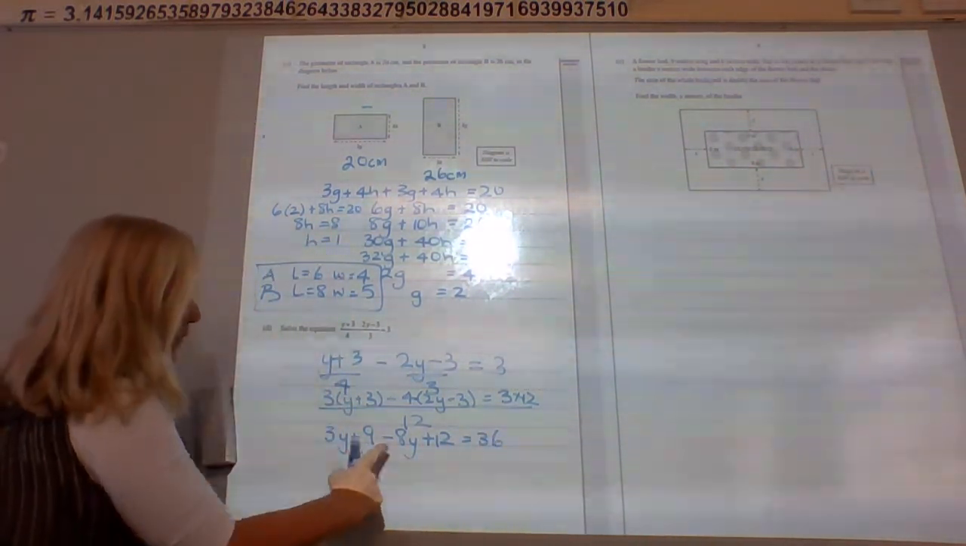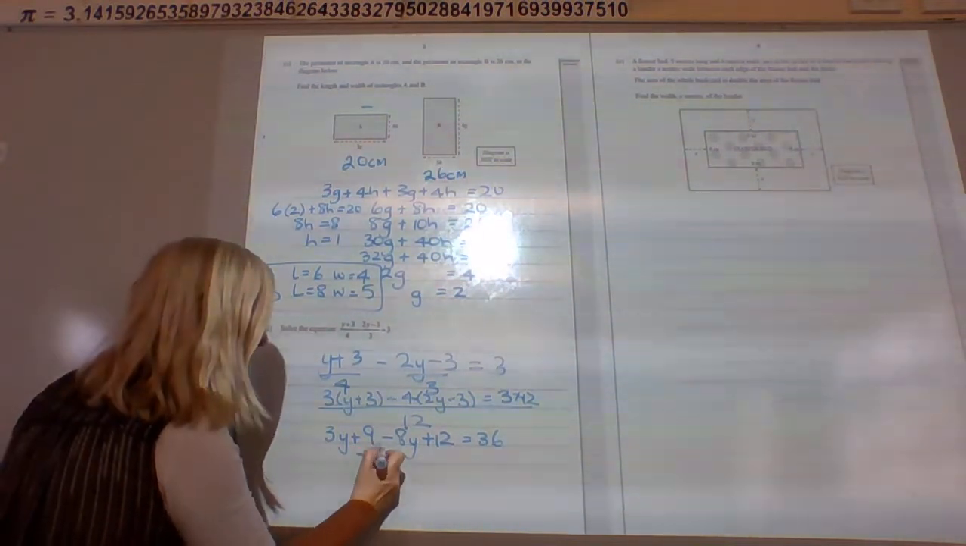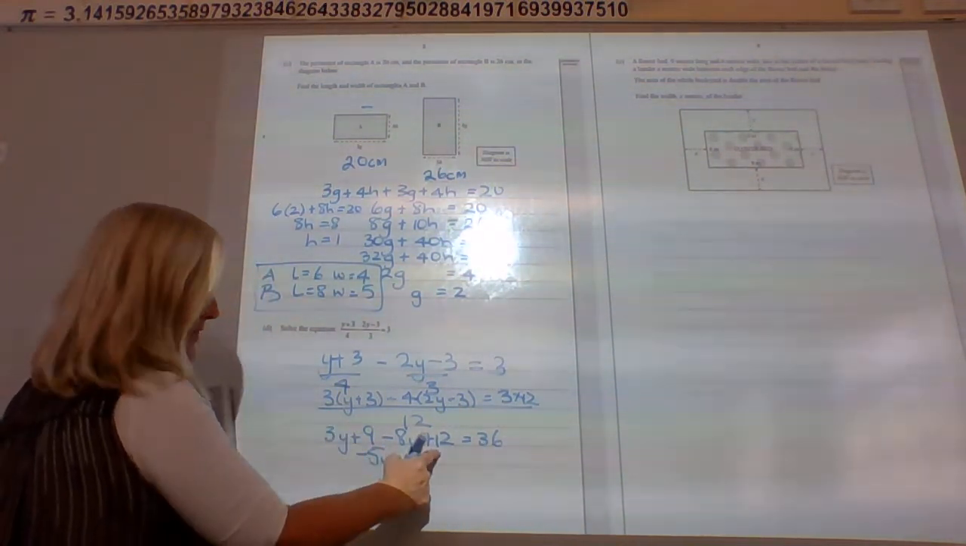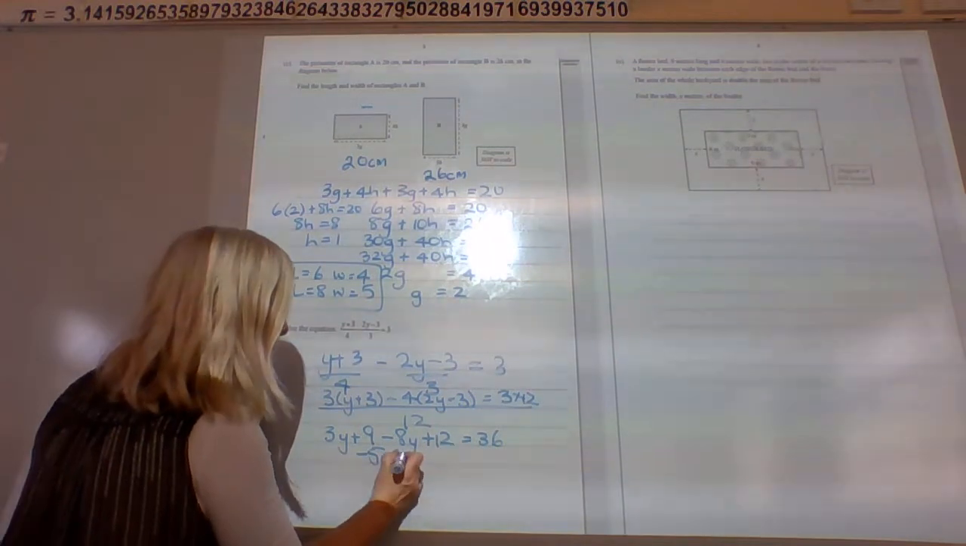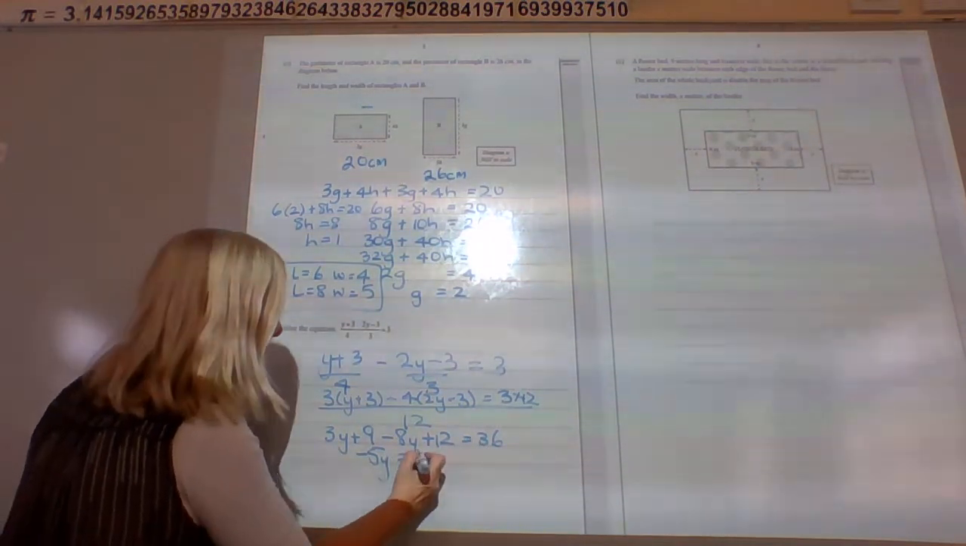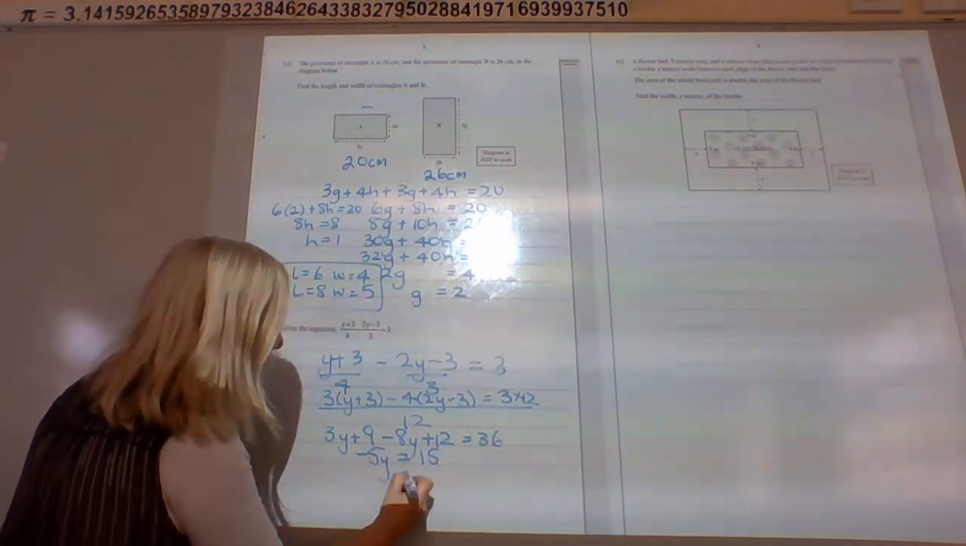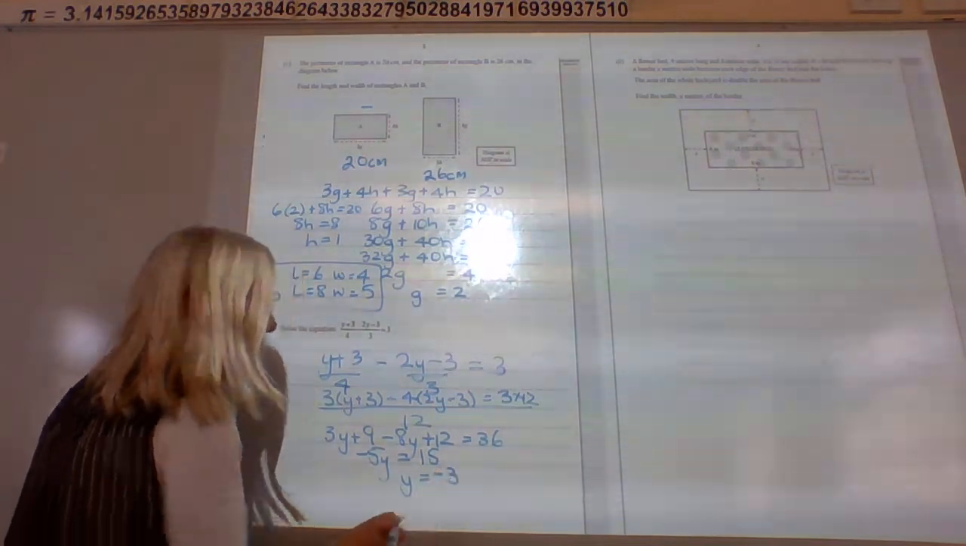So 3y minus 8y is minus 5y. 9 plus 12 is 21. Take it away from this side. 21 away leaves 15. Y will equal negative 3. All right?